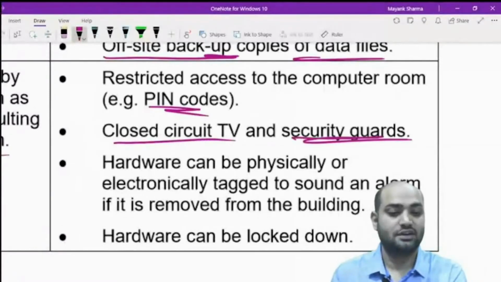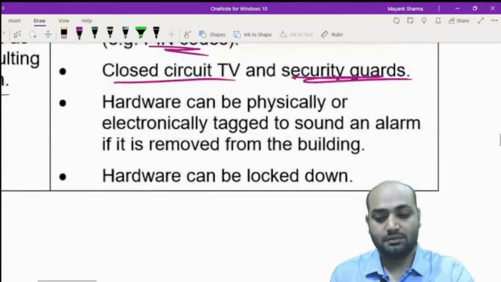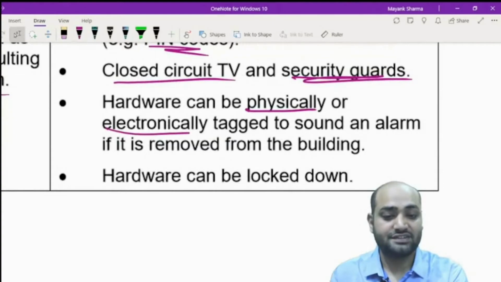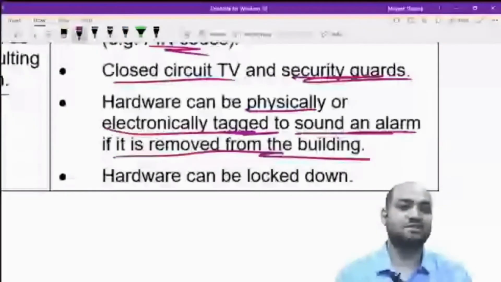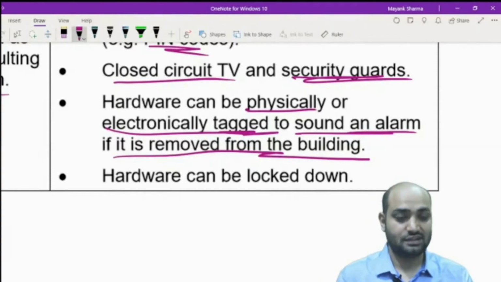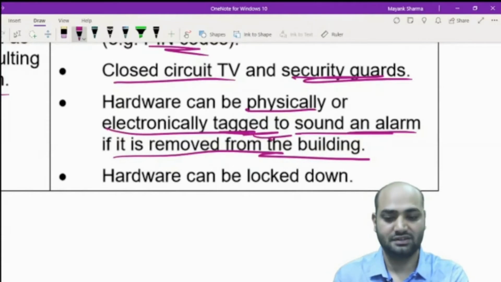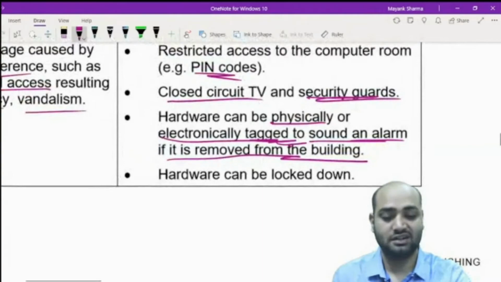and security guards. If there are security guards in place, they won't let anyone enter. If there's CCTV in place, we can judge what is happening where. Better surveillance can be there. Hardware can be physically or electronically tagged to sound an alarm if it is removed from the building. Like what happens in the case of any electronic stores. If you remove the device which is connected to a wire there, it will start beeping. There's an alarm which goes off. So that kind of trigger can be used for security of data or maybe of the computer resource.